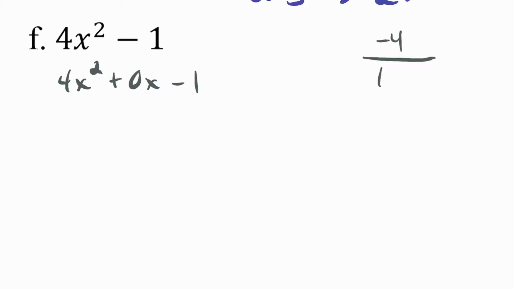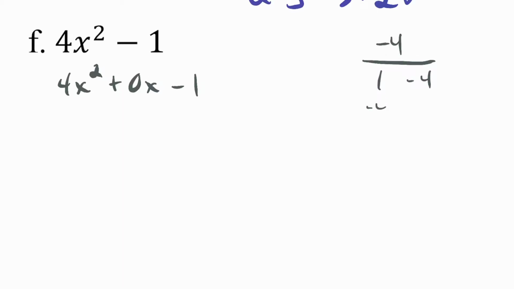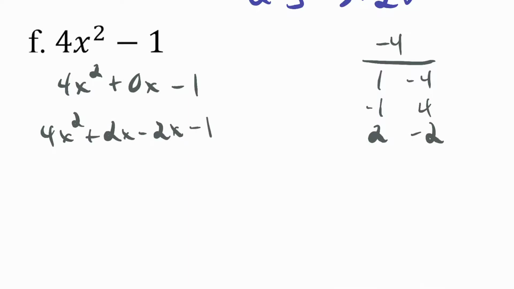So, 1 and -4, well, no, that's not going to work. -1 and 4, no, that does not make 0. 2 and -2, yeah, that adds up to make 0. Awesome. So, I have 4x squared is 2x minus 2x minus 1. What's the common factor here? Well, 2x.